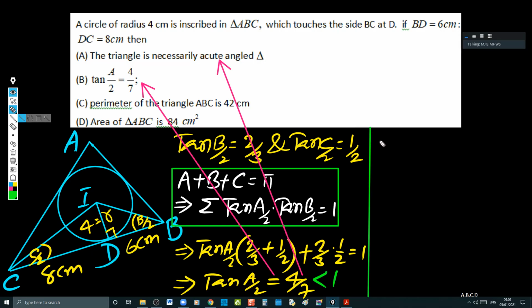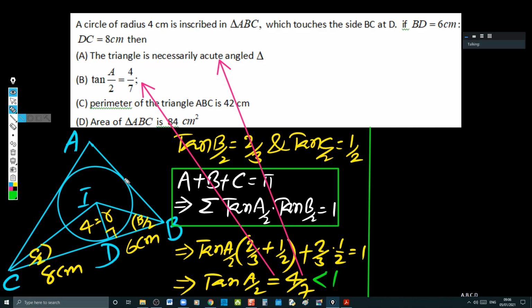R is equal to delta by S. Delta, delta aega kya? Delta. Tan A by 2, 4 by 7. Tan A by 2, any formula for tan A by 2, please. Tan A by 2. Arre, jo aapne bol raha hai, you want me to name these points, Pratimesh?